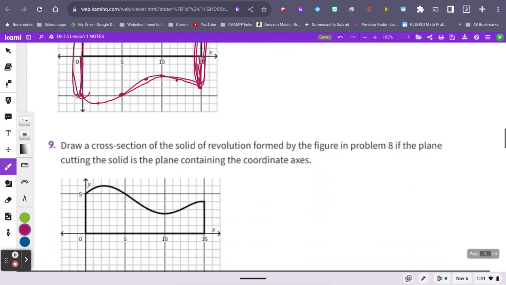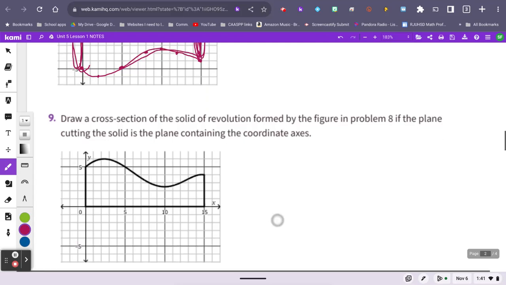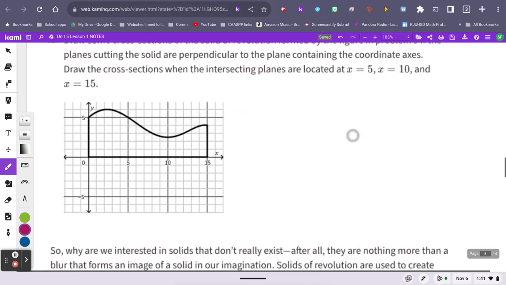Now, the second one is draw a cross section of our picture if it's just cutting through the coordinates. So think about if you had a block and you wanted just to take out a sliver from the middle. It's going to look very, very similar to how we drew it before. It's just going to look like if we squished it too. Okay. So let's go on to the next one.